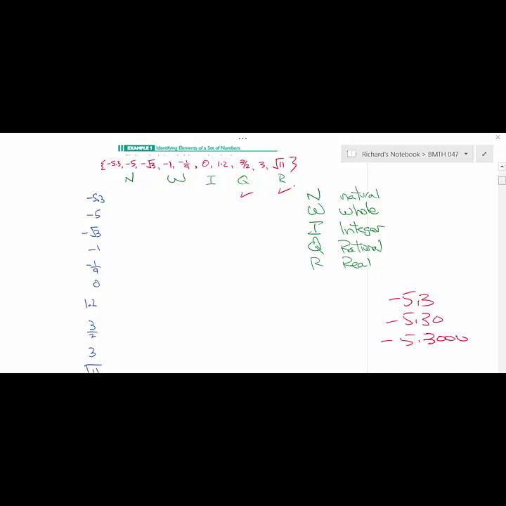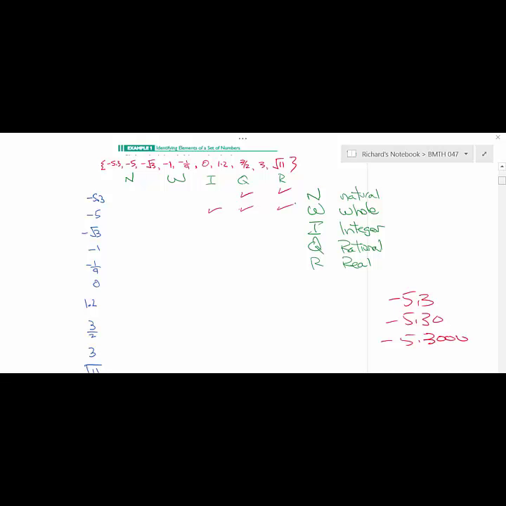Negative 5, once again, is not natural or whole because you can't have any negatives with either the natural or the whole numbers. But it is an integer. And being an integer, it is also a rational number and a real number.